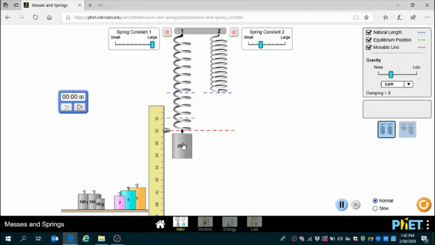Pull it down another 10 centimeters. Notice the spring's a lot bigger now, which is part of a reflection of the PhET simulation to show that generally stronger springs tend to be bigger coils. Let it go.